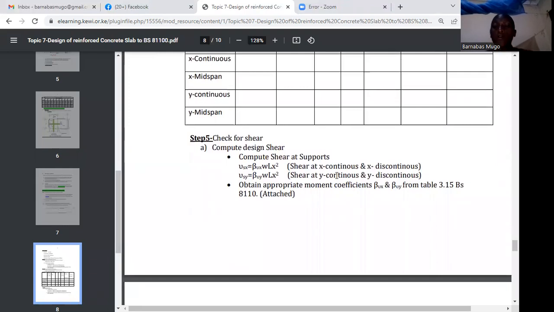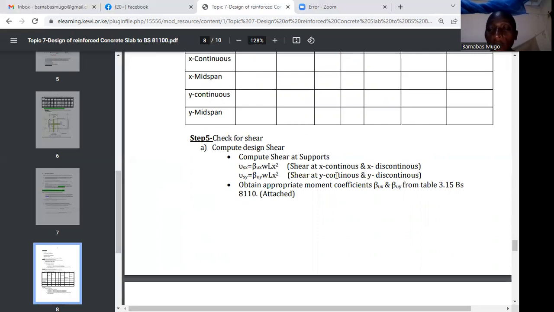After that, you need to go to step number 5, whereby we are checking for the shear. In checking for the shear, you need to compute the design shear. One, you need to compute shear at the support using the two formulas, as you can see. One, shear at the X continuous and X discontinuous, you use the first formula. Then shear at the Y continuous and Y discontinuous, you use the second formula. That one we are going to see during our face-to-face class.